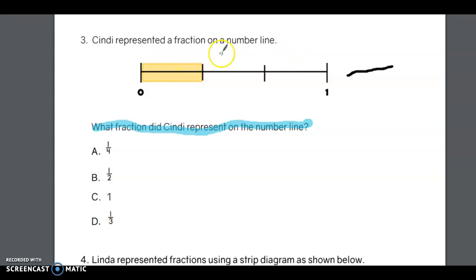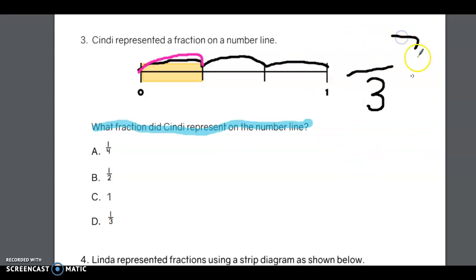How many spaces do we have in our number line? 1, 2, 3. And if you want to double check, 1, 2, 3. So my denominator is going to be 3. And then my numerator is going to be how many spaces are being represented. In this case, they have them shaded. Sometimes you have a little figure or an X or a dot. This time they've shaded it, okay? 1. So my numerator is going to be 1. So this represents 1/3.